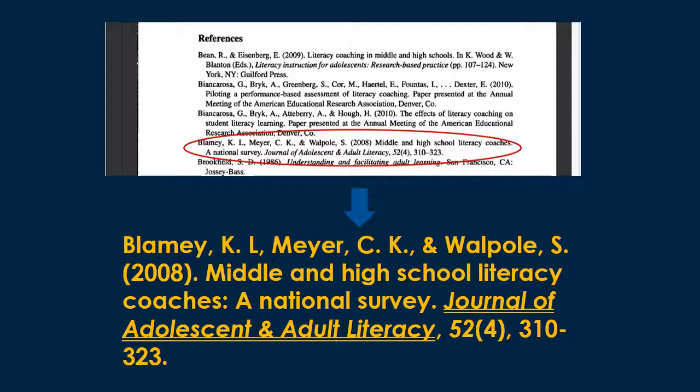Here's a list of references from a relevant article. I'm interested in the resource circled in red. But to perform citation chasing, first I need to understand the parts of a citation and what they mean. When I look closely at the citation, I see it lists a journal title, which I have underlined twice here for you, so the source must be an article.